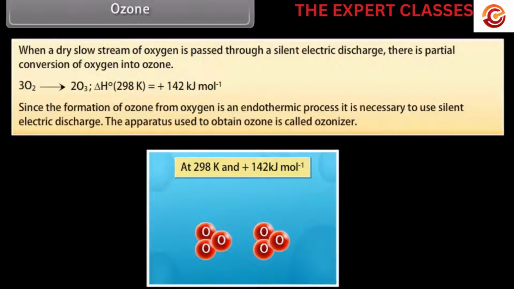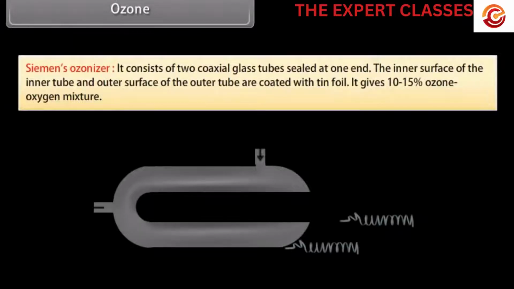Since the formation of ozone from oxygen is an endothermic process, it is necessary to use silent electric discharge. The apparatus used to obtain ozone is called an ozonizer. Siemens ozonizer. It consists of 2 coaxial glass tubes sealed at one end. The inner surface of the inner tube and outer surface of the outer tube are coated with tin foil. It gives a 10 to 15% ozone-oxygen mixture.